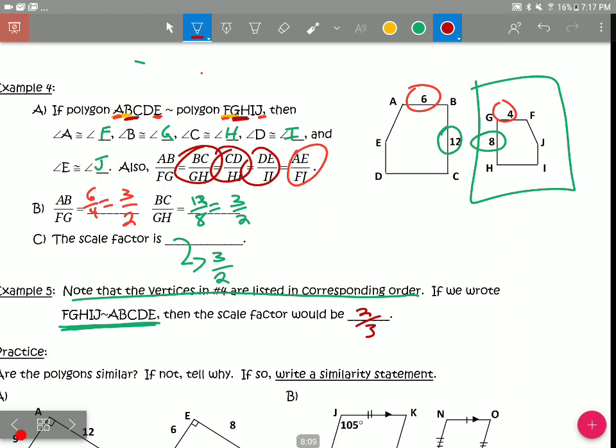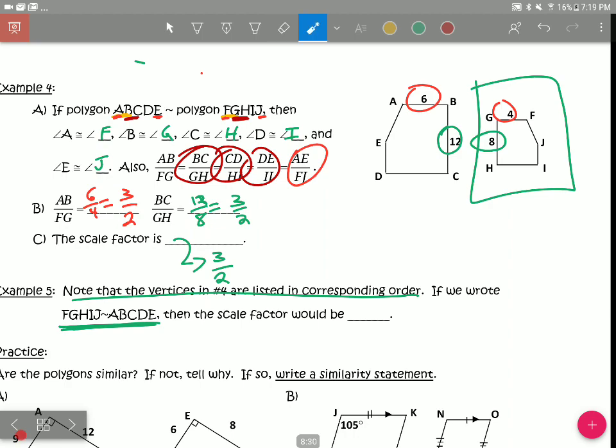4 times 2 divided by 3. 6 times 2 divided by 3. 6 times 2 is 12. 12 divided by 3 is 4. 4 times 2 is 8. 8 divided by 3 is not that. Okay, the scale factor is not that. Let me pause and figure this out real quick.